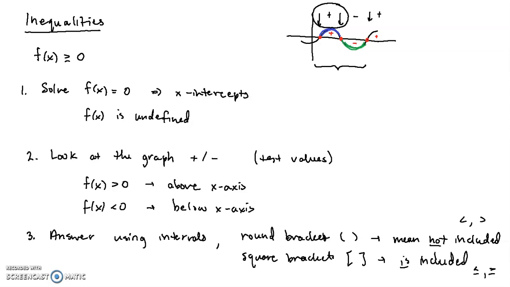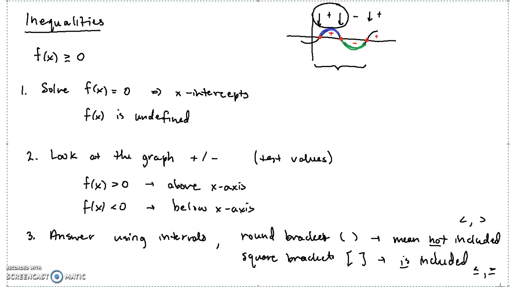Let's run through all of these steps with an example. Let's say that we have 2 cosine squared x minus square root of 3 cosine x less than or equal to 0.